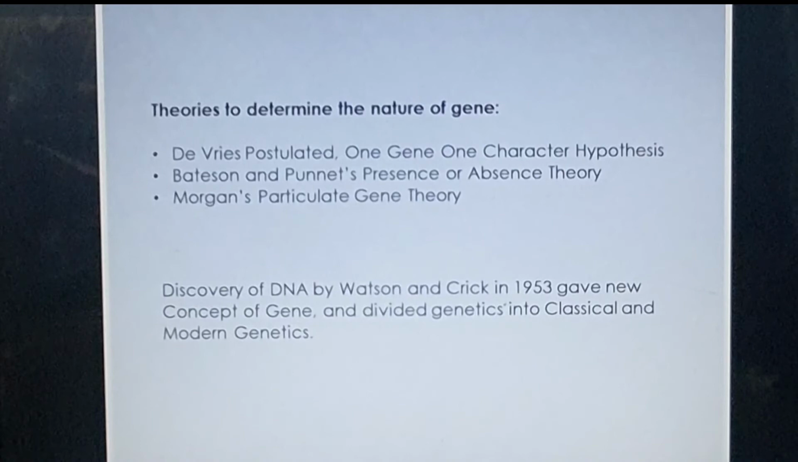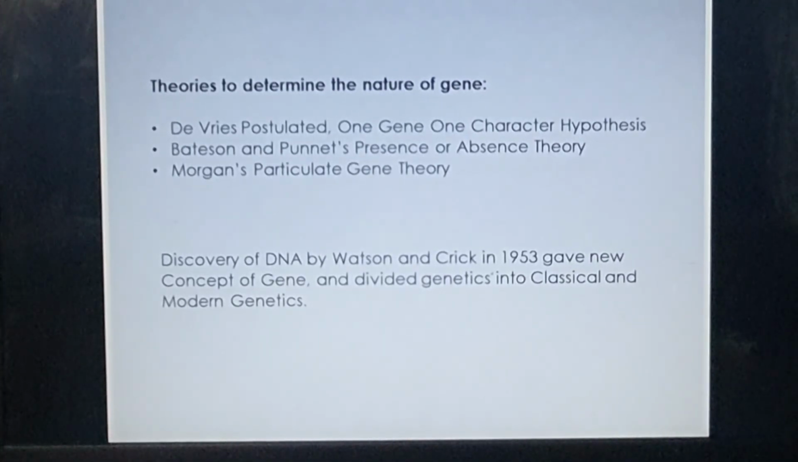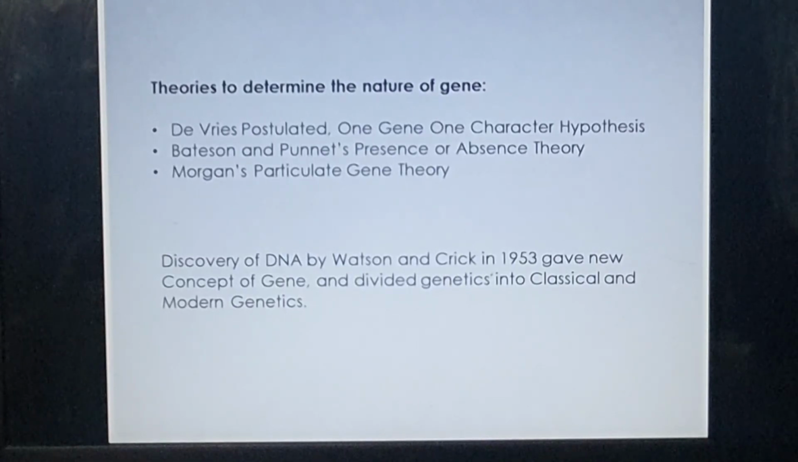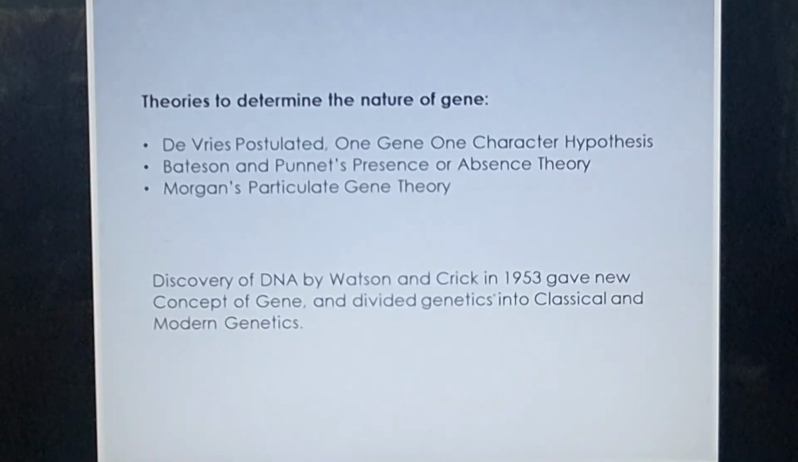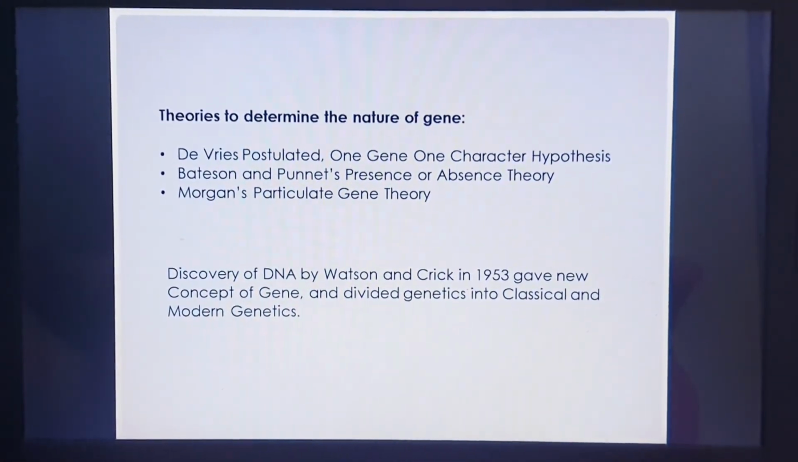But the discovery of the DNA molecule by Watson and Crick in 1953 as the sole carrier of genetic information altogether discarded even Morgan's theory. So all these theories were discarded after further studies. In 1953, Watson and Crick discovered DNA. The DNA that we study today was discovered by Watson and Crick in 1953. So they gave a new concept to the gene, and after that, genetics has been divided into two classes: the classical concept and the modern concept. We will see the classical concept and modern concept in detail in the next video. Thank you.